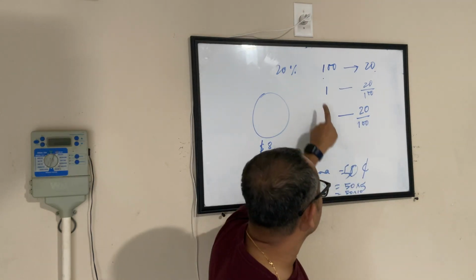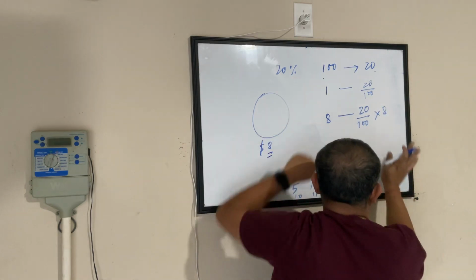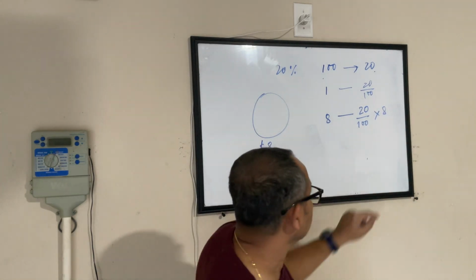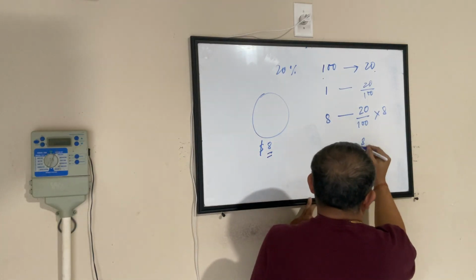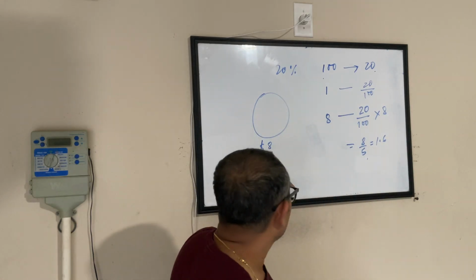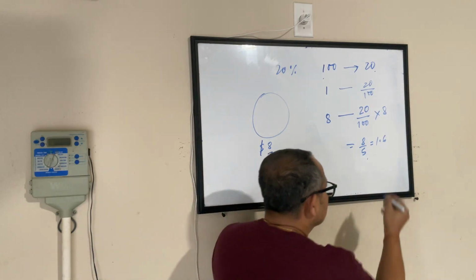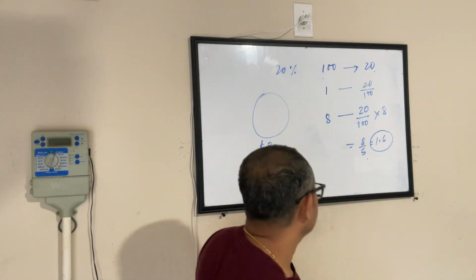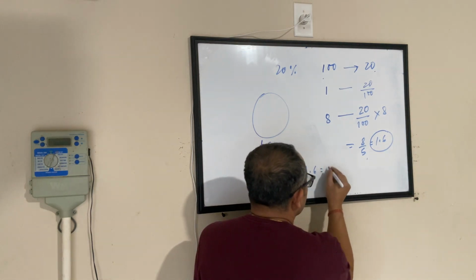For $8 you will get whatever is for 1 times 8. And this tells you how much discount you are going to get. This becomes 8 by 5, like 1.6. So if you were supposed to buy a cake worth $8, since you have a discount going on, you will pay $1.6 less. So instead of 8, you will pay 8 minus 1.6, which becomes 6.4.